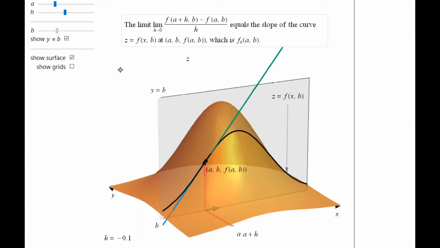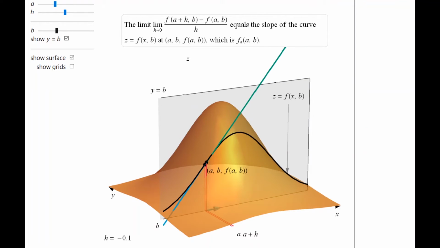But still you're getting the slope along the x-axis, okay? That's what the partial derivative with respect to x gives you. It gives you the slope along the x-axis of this black curve, which is the intersection of the plane y equals b, where y is fixed to b, and the graph of our function f of x, y. Okay, the graph of our function, of course, is the orange.